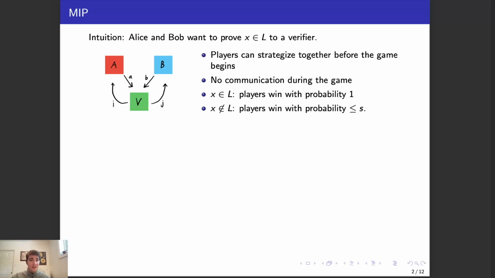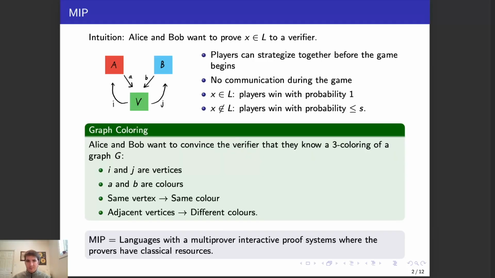if X is in the language, then there's a strategy that the players can employ such that they win with certainty. But if X is not in the language, then no matter which strategy the players employ, they can only win with probability at most S, which we call the soundness parameter.